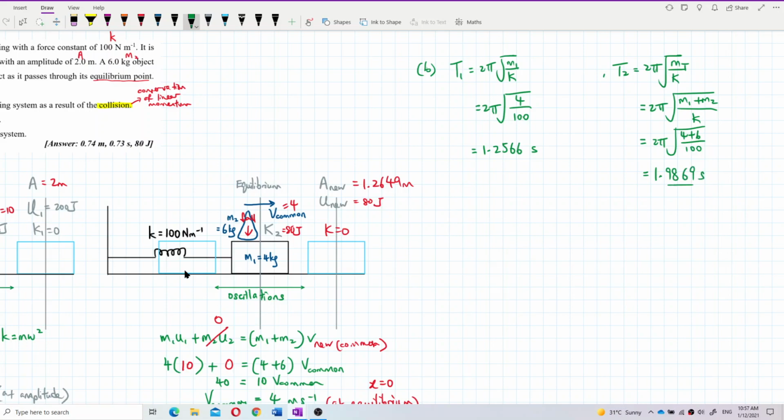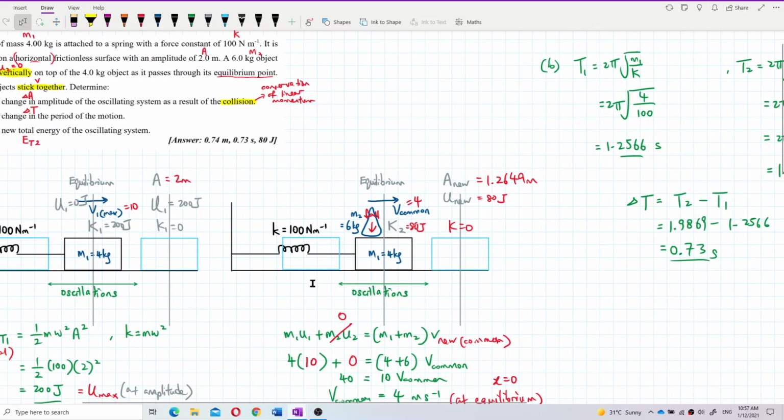Okay, so I got the new period is 1.9869 seconds. So I can find the change of period, which is the final period minus the initial period: 1.9869 minus 1.2566. So what do I get? The answer is 0.73 seconds. Is that correct?